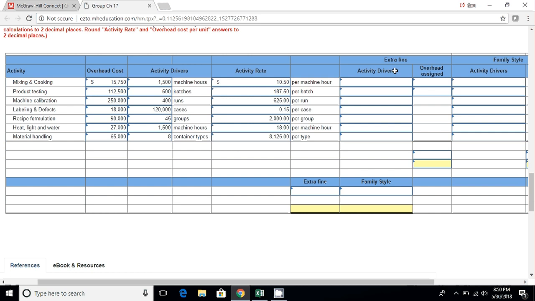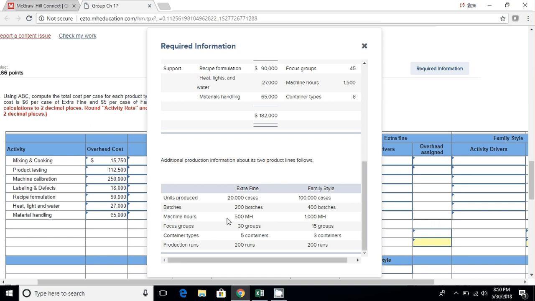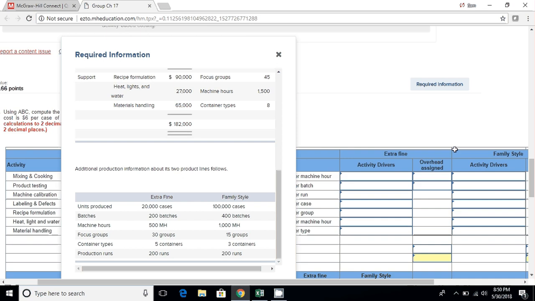Sure enough, this is for extra fine. Let me pull up that required information again. Machine hours for extra fine, what we actually use, is 500 machine hours. I'm going to move this out of the way a little bit. It kind of gets funky when you try to do this. I'm going to see if we can have it open at the same time. So extra fine, mixing and cooking, based on machine hours, 500 machine hours. Product testing for extra fine, there are 200 batches.